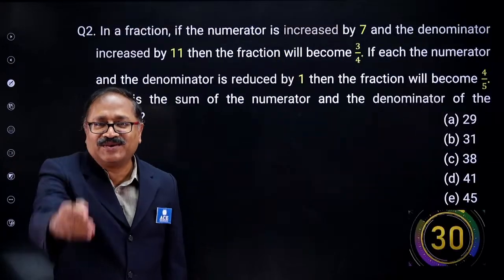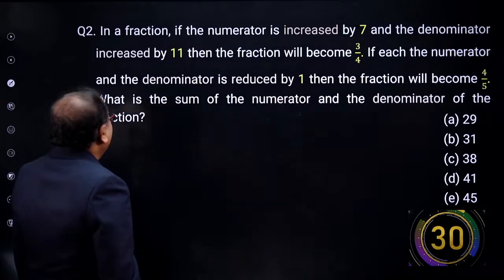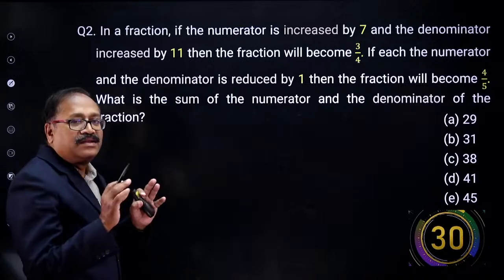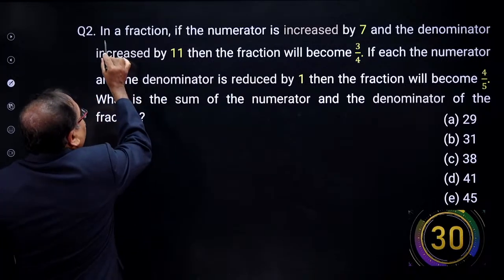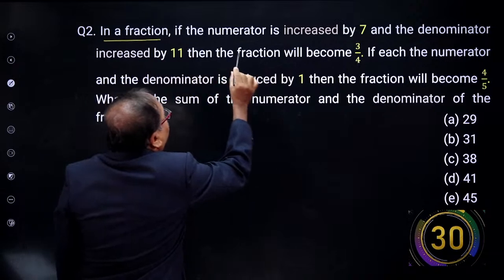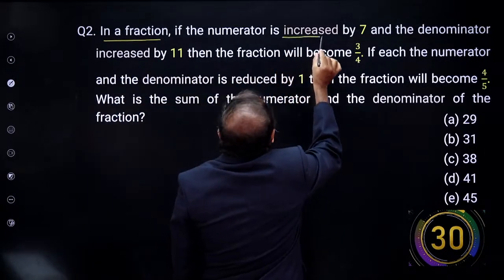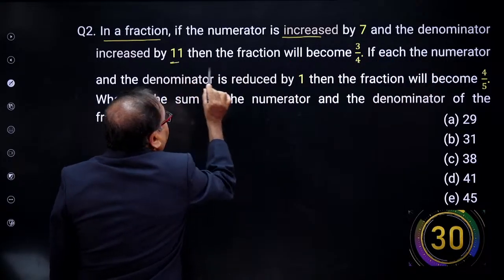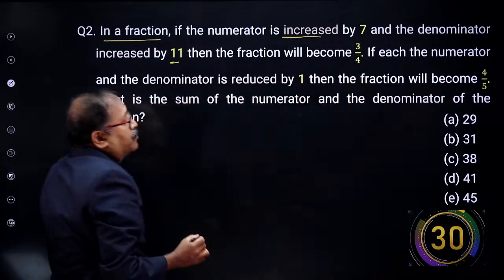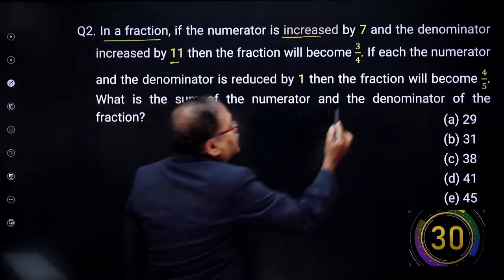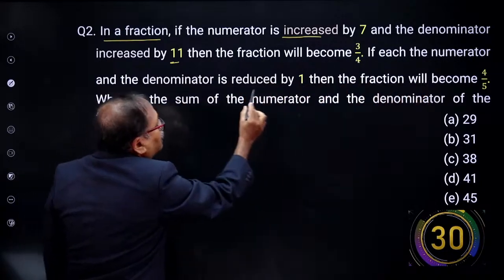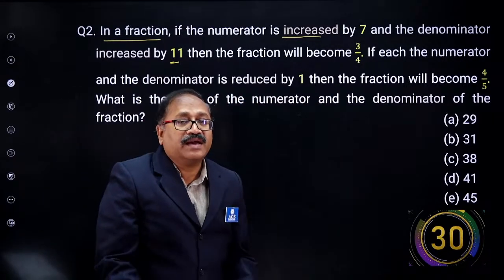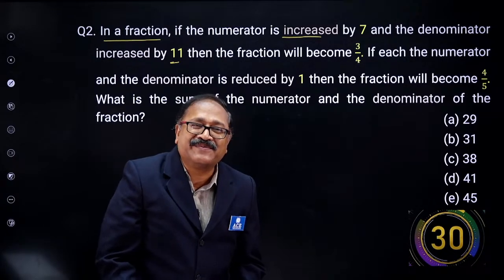And the next question is on your board here. Look at this. Initially just coolly observe what this question is. In a fraction, the numerator is increased by 7, and the denominator is increased by 11, and the fraction has become 3 by 4. And we have another condition saying that if each of the numerator and denominator is reduced by 1, the fraction becomes 4 by 5. So we have 2 pieces of information, so 2 equations will be framed.